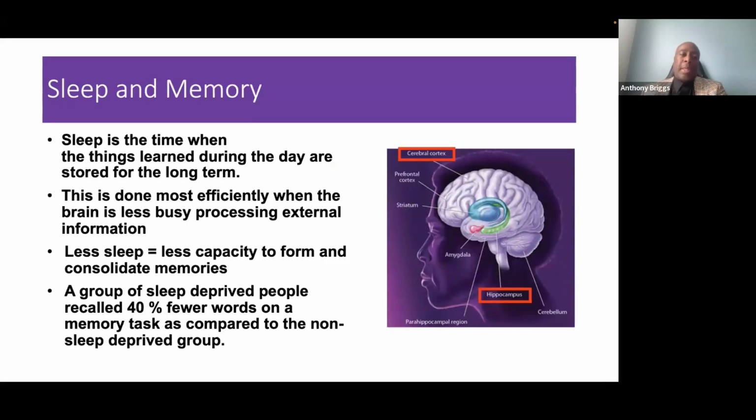Sleep and memory. Sleep is a time when things learned during the day are stored for the long term. And this is done most efficiently when the brain is less busy processing external information. Less sleep equals less capacity to form and consolidate memories. A group of sleep-deprived people recorded 40% fewer words on a memory task as compared to non-sleep-deprived people.